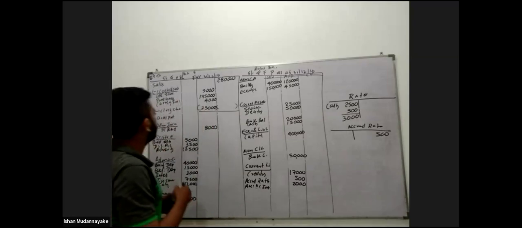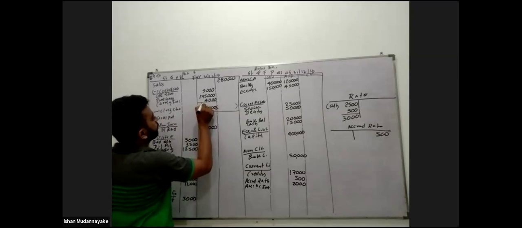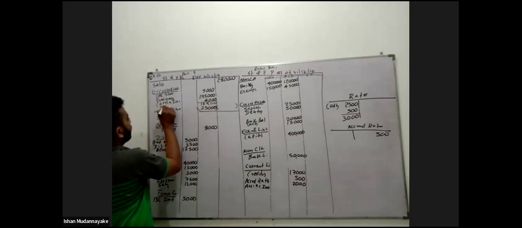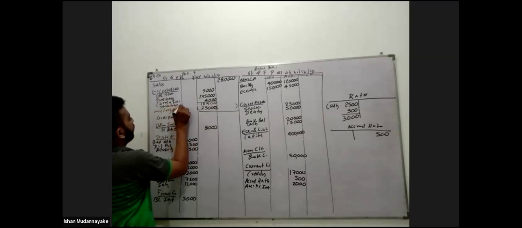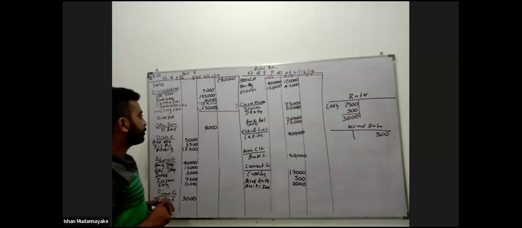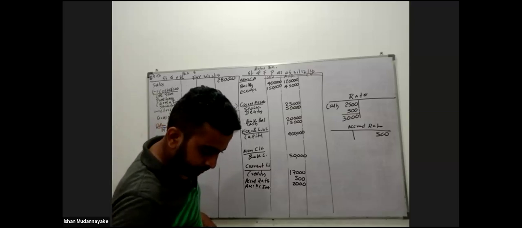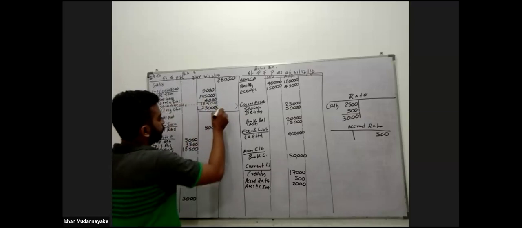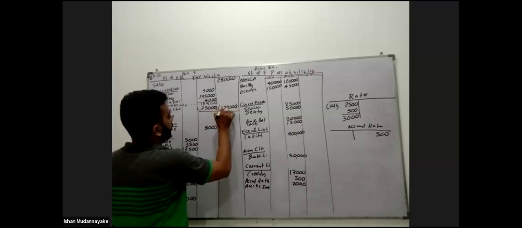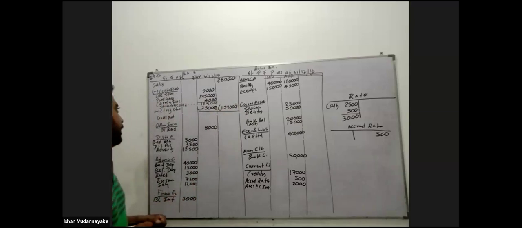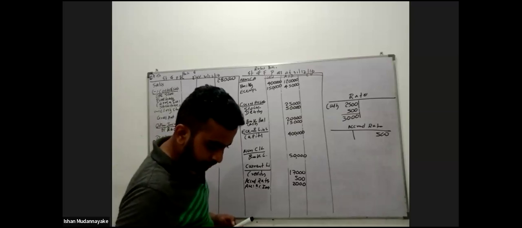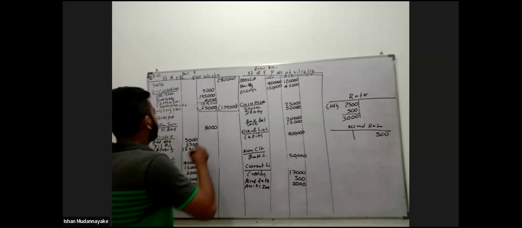Stock to be sold 184,000. And then 184,000 minus closing stock 25,000. Cost of sales 159,000. And then sales minus cost of sales, you can calculate gross profit. How much gross profit? 121,000 gross profit.